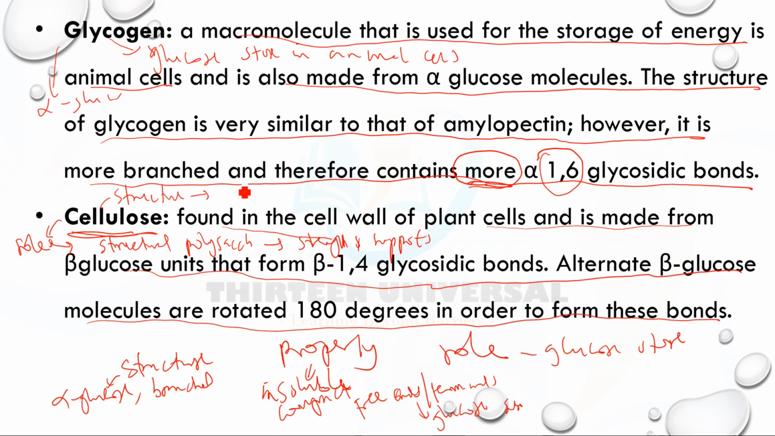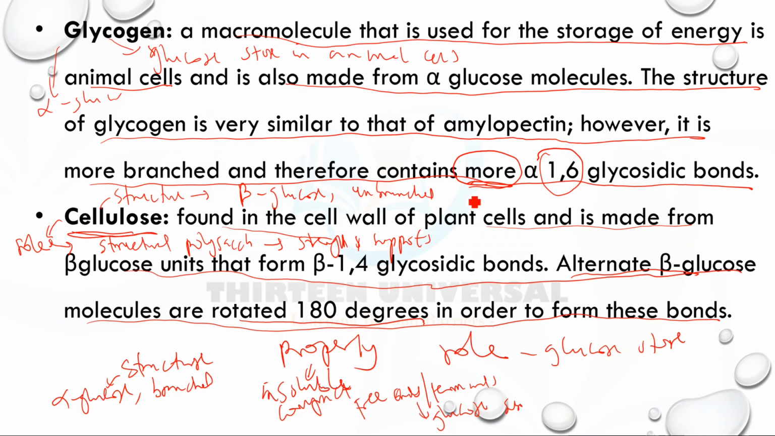Okay, but when you look at the structure of cellulose, the monomer of cellulose is beta glucose. Don't forget that the monomer is beta glucose. Now it's unbranched, right? The beta glucose molecules, like we said, are always rotated. There's a rotation, like I showed you, by 180 degrees. So don't forget that.